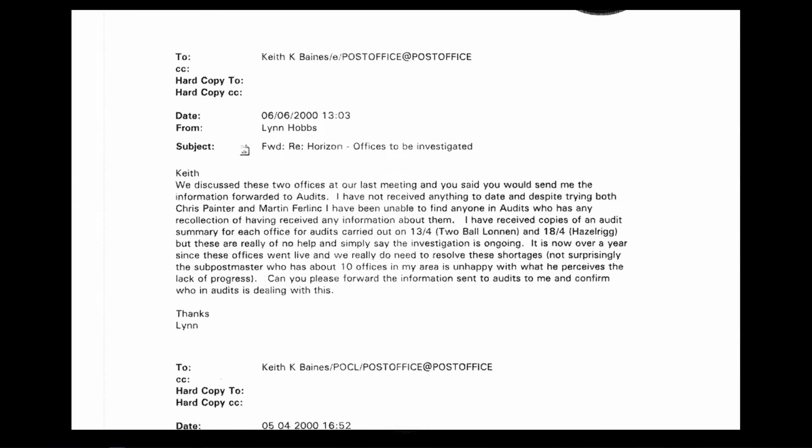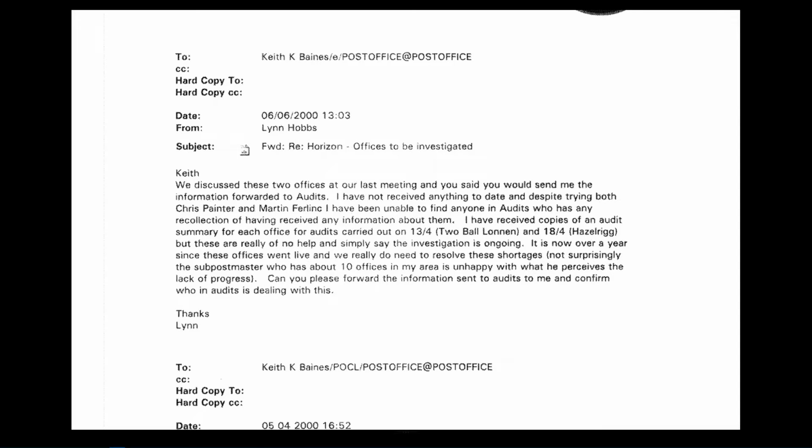This email continues: it's now over a year since these offices went live, and we really do need to resolve these shortages. Not surprisingly, the sub-postmaster, who has about 10 offices in my area, is unhappy with what he perceives as the lack of progress. Can you forward the information sent to audits to me and confirm who in audits is dealing with this?